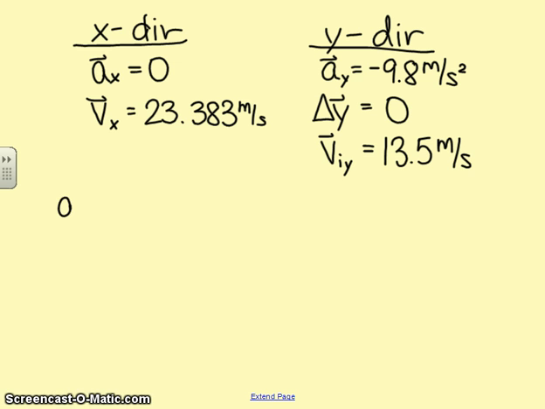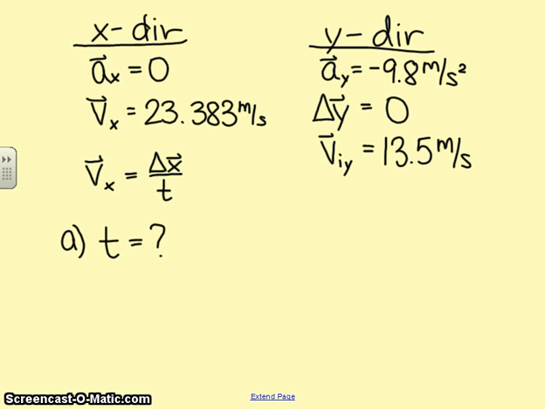Time is one of those funny quantities that can be found in either direction. So let's look at what we know. Do we have enough information in the x direction to find time? Well, the only equation in the x direction is that velocity in the x direction is equal to displacement in the x direction divided by time. Because we don't have displacement in the x direction, we can't find time using that direction. So the y direction is going to be our go-to.